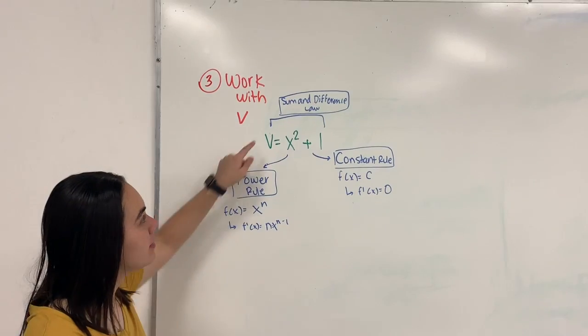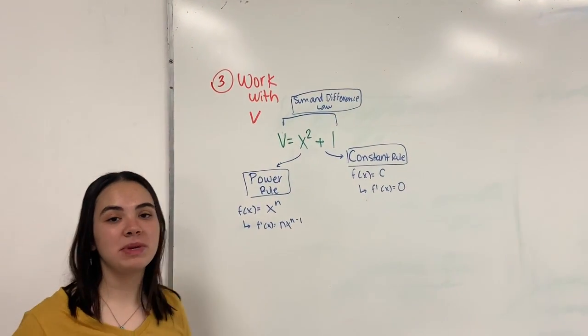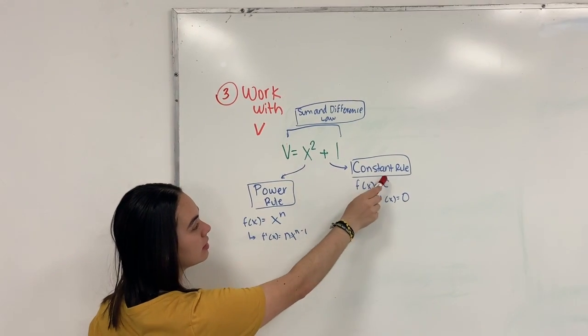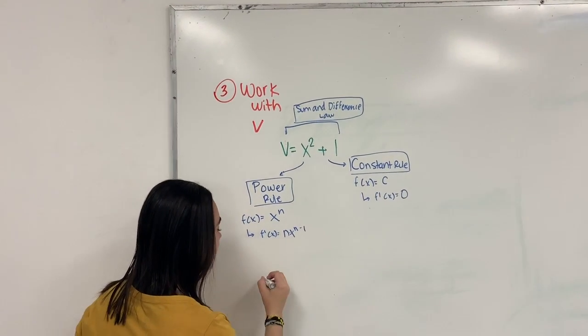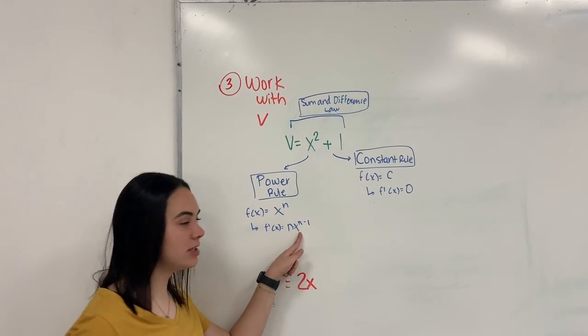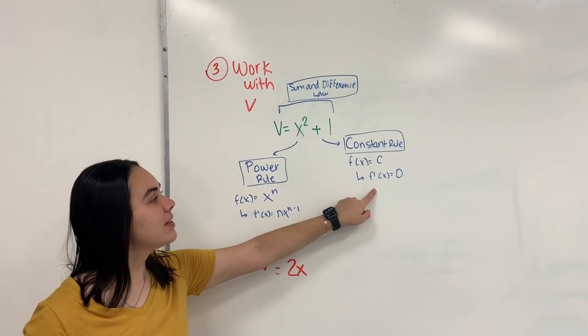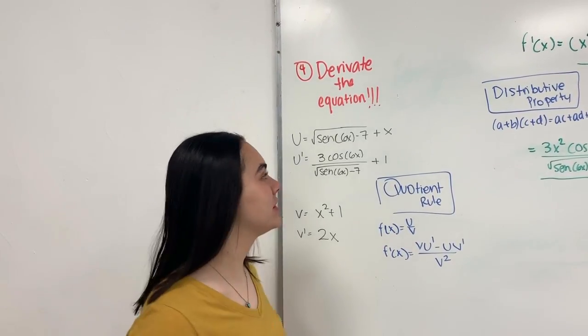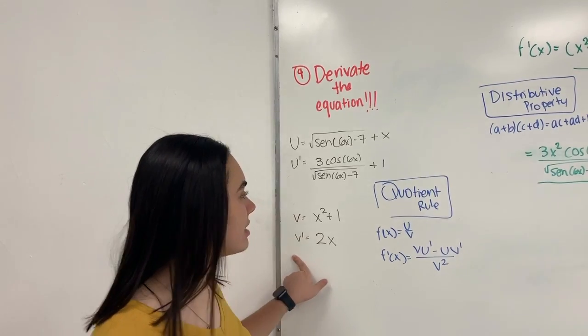When working with v, we have to use the sum and difference law, which means derive separately. For the x, we have to use the power rule, and for the 1, the constant rule. So it is n x and subtract 1 to the n. And the derivative of a constant is 0. Now derive the equation. This is the information that we recently gathered.